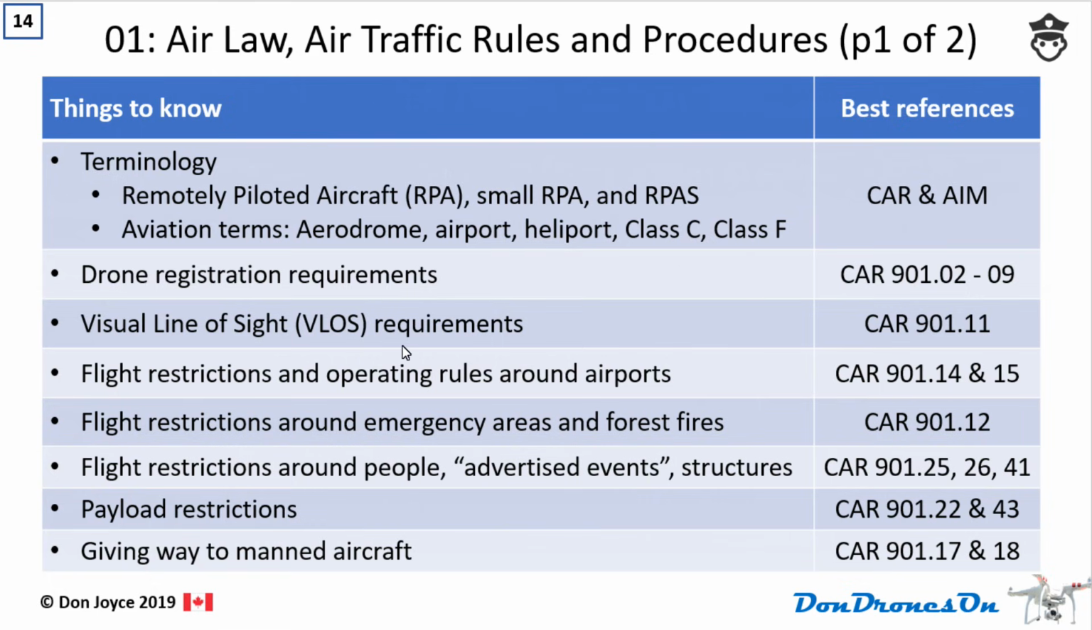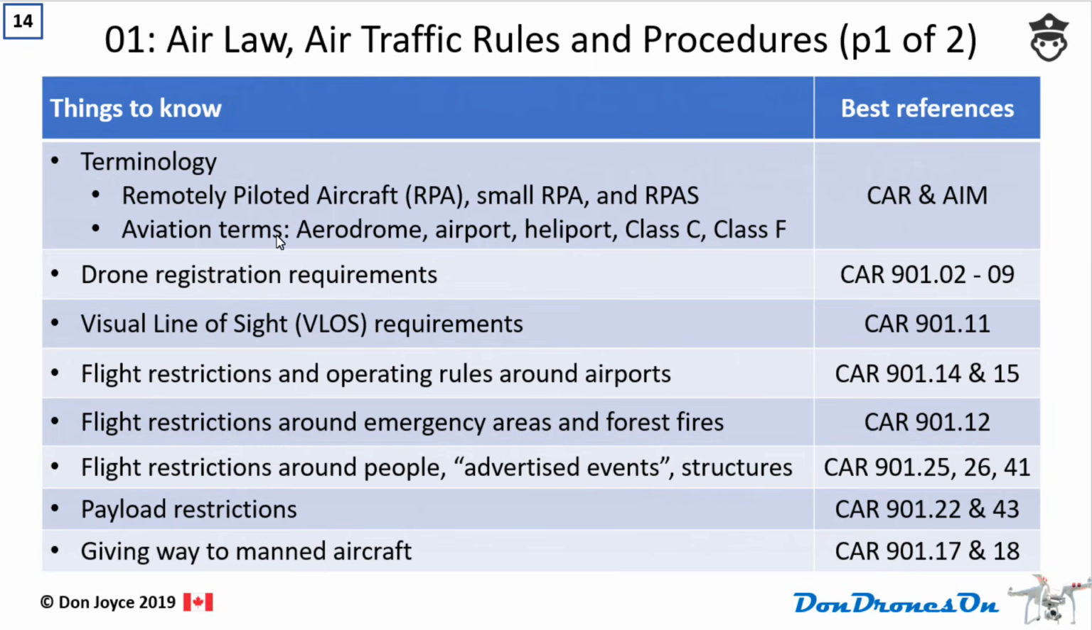First area is called Air Law, Air Traffic Rules and Procedures. There's 2 pages of stuff on this. And up in the top corner, by the way, I've indicated the number of questions that apply to this particular knowledge area. So the things you need to know in this one, there's a lot of terminology questions. So defining remotely piloted aircrafts or RPA, small RPA, which is basically the size range in question here, 250 grams to 25 kilograms, and RPAS, which is remotely piloted aircraft systems, which is basically your drone plus the control unit and display and wires and all that stuff.